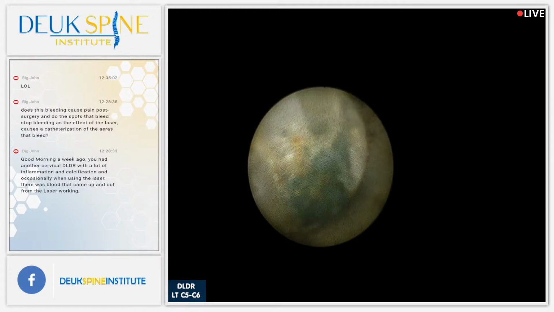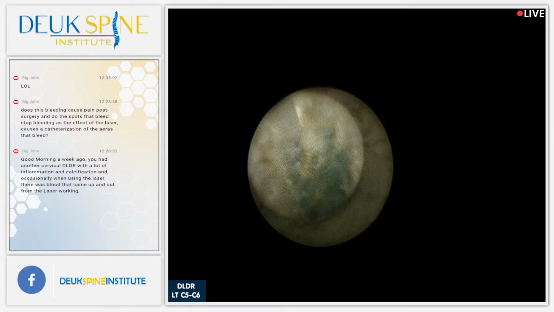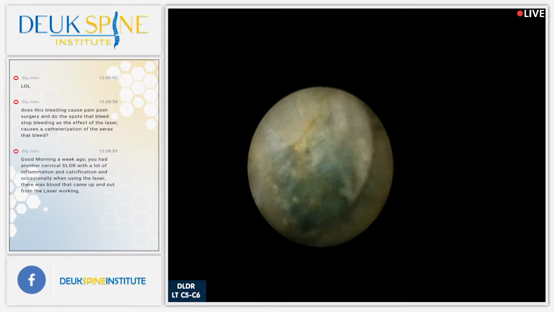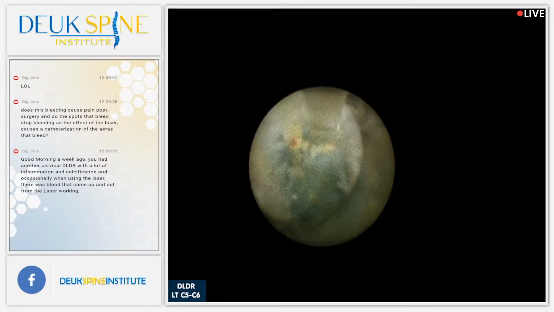Your disc is going to collapse. It's kind of like having a tire that's bad. If you keep driving on that tire, you're not going to make it better. It's only going to get worse, and it gets worse a lot faster.